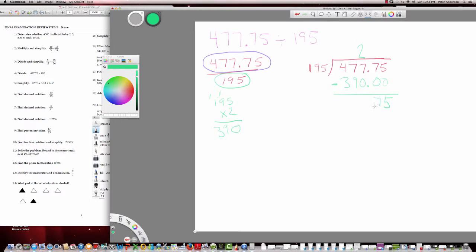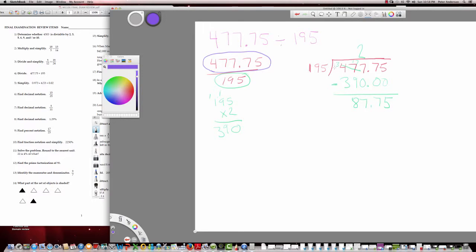7 minus 0 is 7. Cool story. 7 minus 0 is still 7. Now I have to cancel. This is going to be 17, and I'm going to have to borrow 1 from here, so this is going to become 3. 17 minus 9 is 8. Okay.